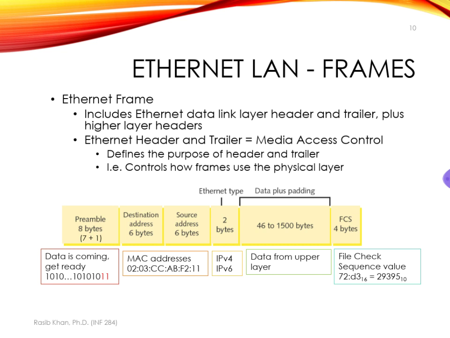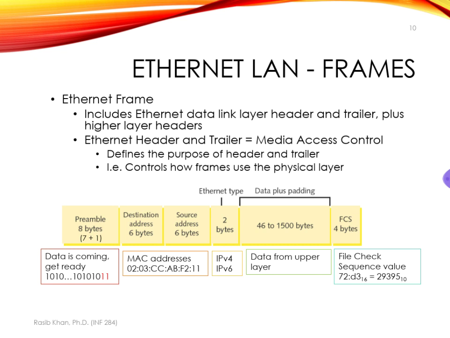The next 2 bytes is a field that we call type, and this can refer to different types of Ethernet LAN addressing. It could be an IPv4 or an IPv6 packet, and there are other forms as well, but these are the two most common ones. The next field is the data field, which is the protocol data unit from the upper layer, that is the network layer, and it ranges from 46 to 1500 bytes.